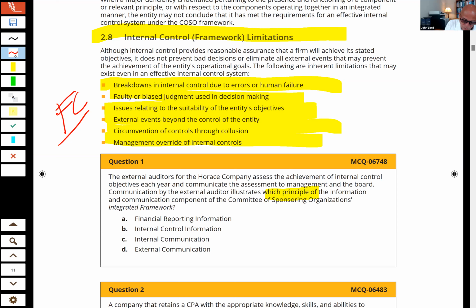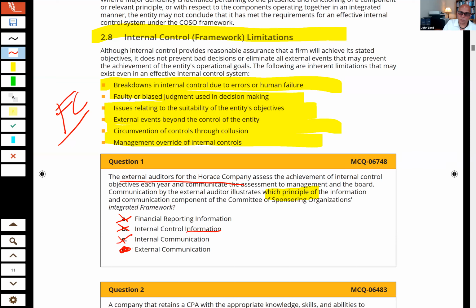Now, financial reporting is what? Reliability in financial reporting is an objective, not a principle. Internal control information is not communication. It's information about the internal control, but it's not communication. They were looking for communication. Okay, internal communication is something that we do as a principle of communication, but the auditors, they said, are external, so this would be what? External communication.